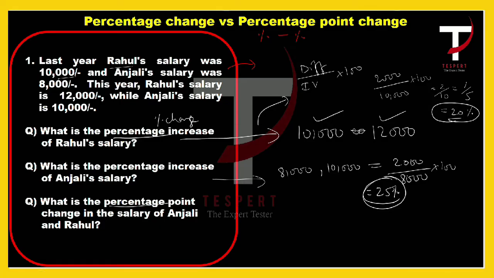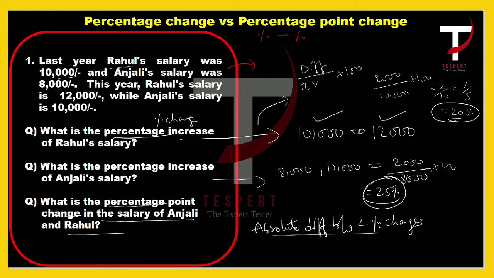So what is the percentage point change in the salary of Anjali and Rahul? As I told you, percentage point change is nothing but the absolute difference between two percentage changes. The first percentage change is 25%, the second is 20%. So the difference, 25% minus 20%, is equal to 5 percentage point change between Rahul and Anjali. Percentage point change means the absolute difference between two percentage changes.